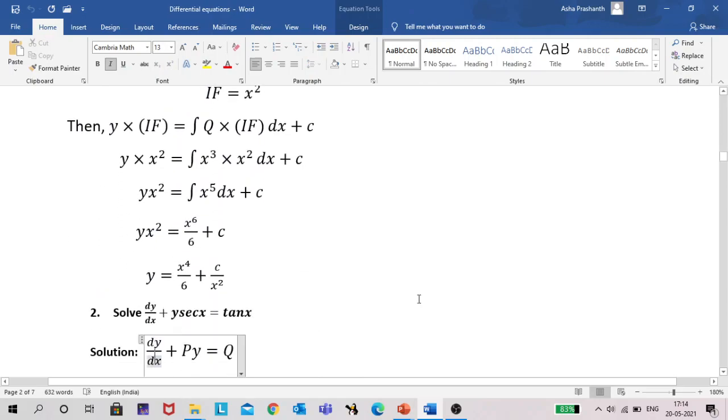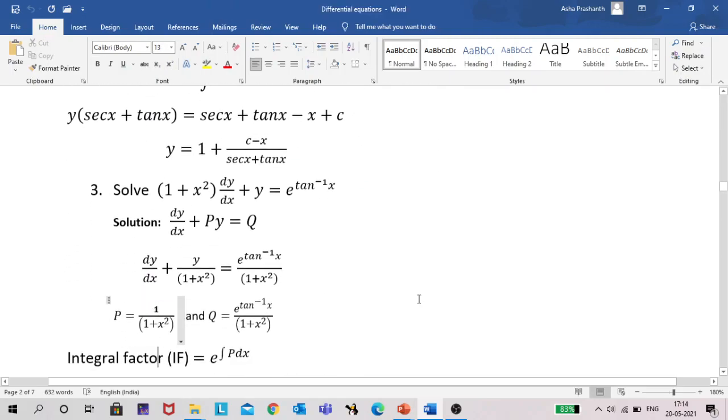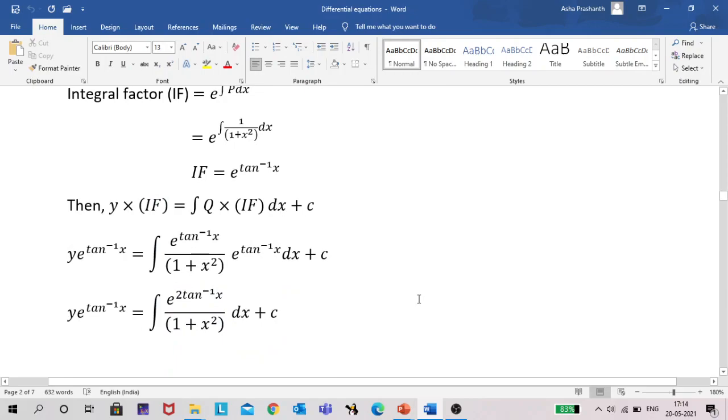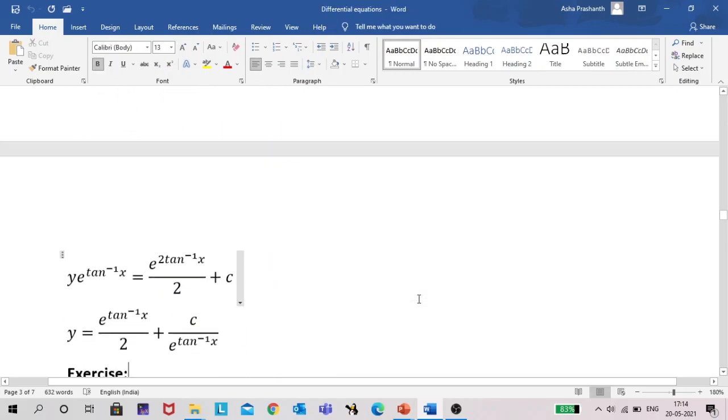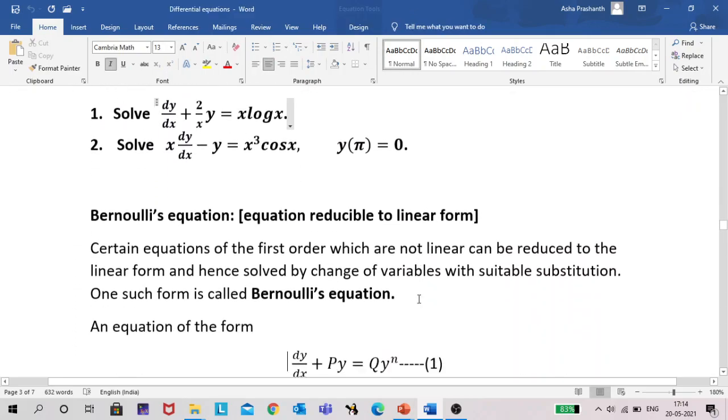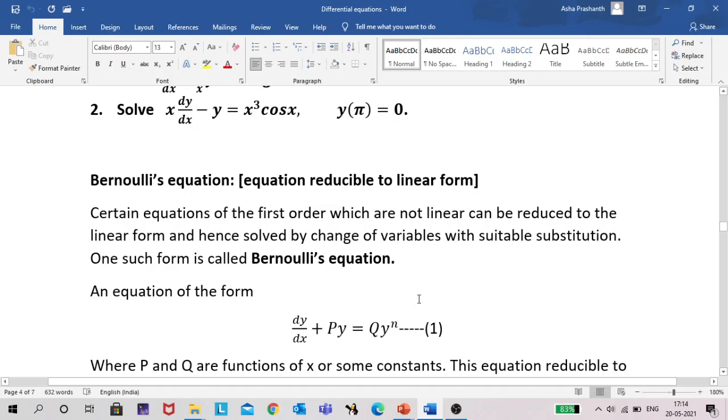So next we move on to the second topic, that is equations reducible to linear differential equation form, that is Bernoulli's form. The standard form of Bernoulli's equation is dy by dx plus py is equal to q into y to the power of n. So what is Bernoulli's form?